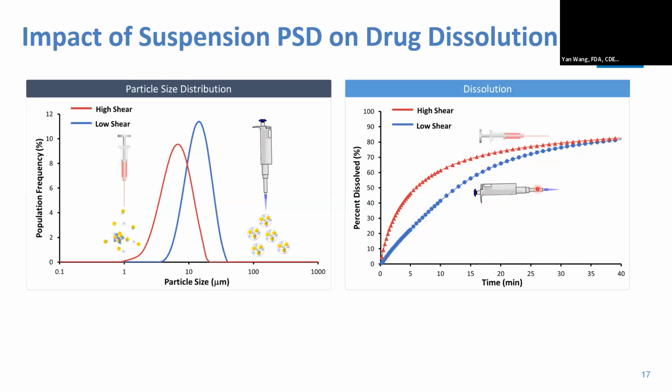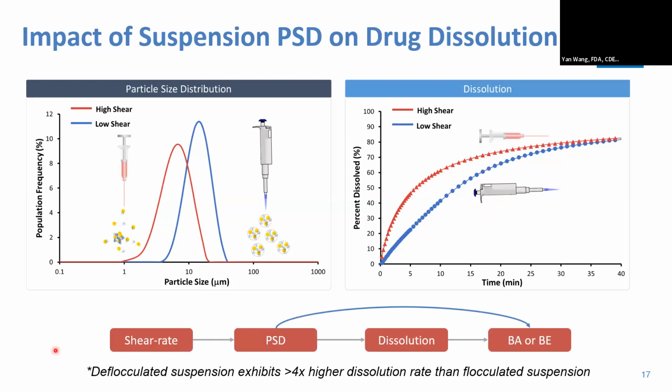So this method was able to properly capture and separate the two groups of difference. The shear rate would affect the particle size when they are first entering the system, and then subsequently affect the dissolution rate. If this is in vivo, then it will potentially further affect the local drug dissolution and bioavailability. The deflocculated primary particles can exhibit more than 4 times higher dissolution rate than the flocculated system.